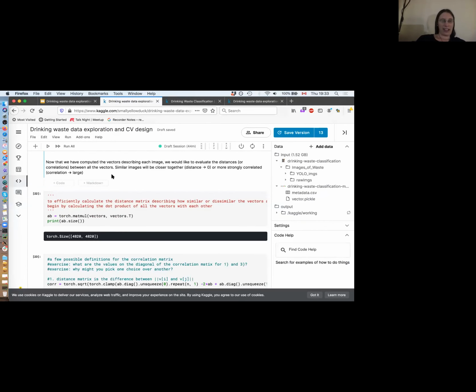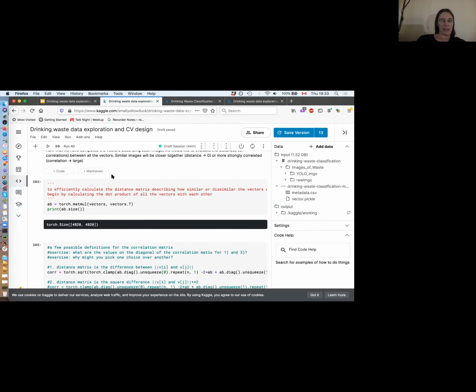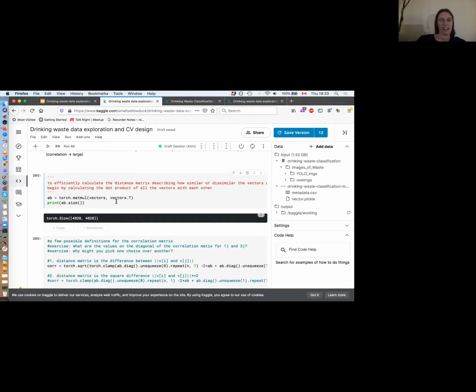The next bit is just the efficient implementation of how to calculate the distance between all the vectors in your data set. There were about 4,800 images in the data set. What we want to do is calculate the distance between the vector representing each image and the vector representing every other image in the data set. So we're going to build up 4,800 by 4,800 pairwise comparisons of every image to every other image.